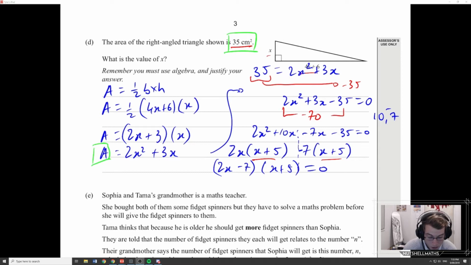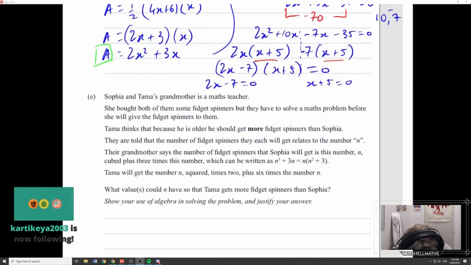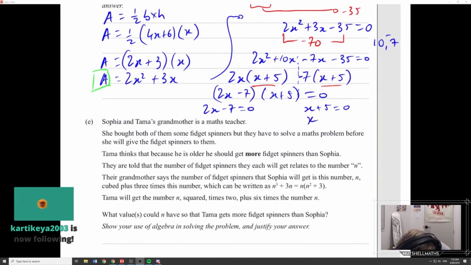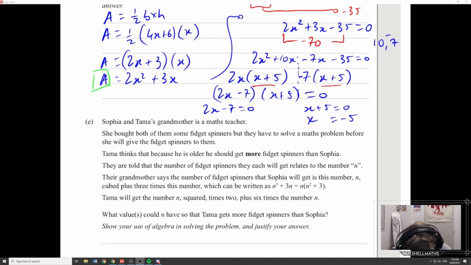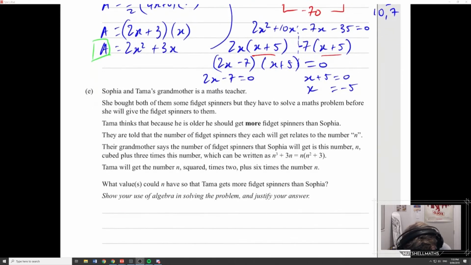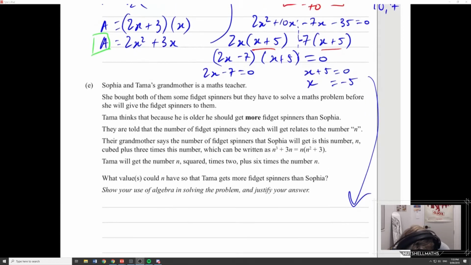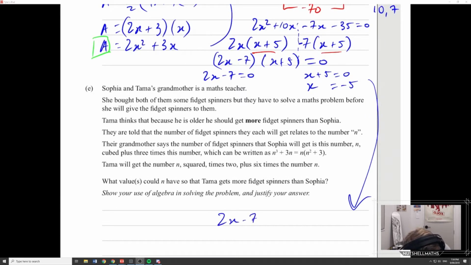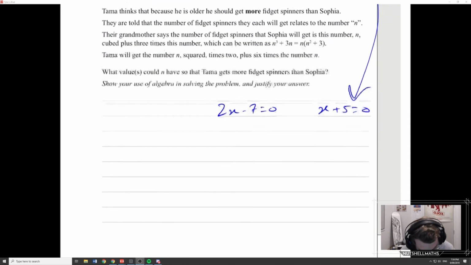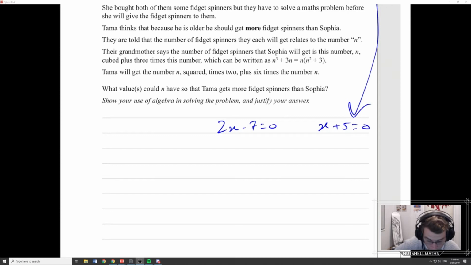We're almost there. We've got to solve each of these very quickly. 2x minus 7 equals 0. x plus 5 equals 0. I've run out of room. Let's go to a spare page very quickly. Let's just go down here and then I'll erase it. So I'm just going to carry on the working. 2x minus 7 equals 0. x plus 5 equals 0. So I've got these two here. We're going to solve both of these.